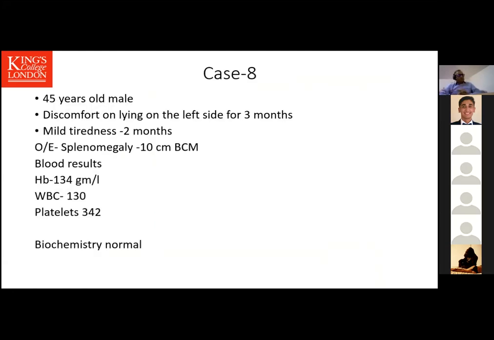Case 8, a 45 year old male, discomfort on lying down on the left side for 3 months, mild tiredness about 2 months, and on examination he is found to have splenomegaly of 10 centimeters below the costal margin. Blood result shows that he has got a high white cell count, but the rest of things are normal, and the biochemistry is normal as well.